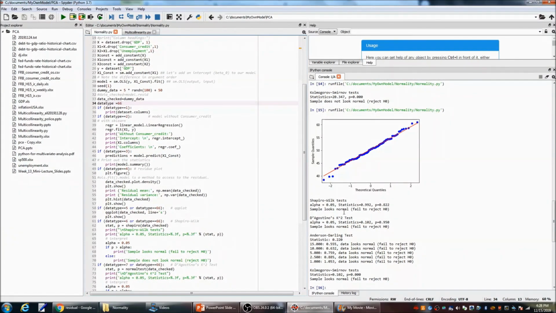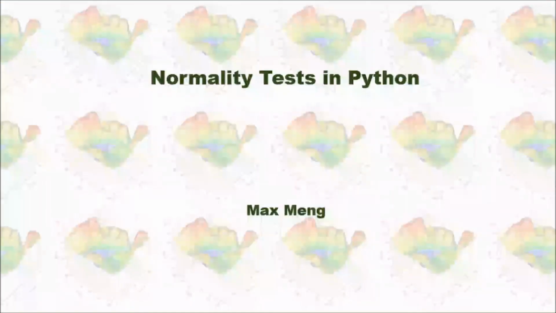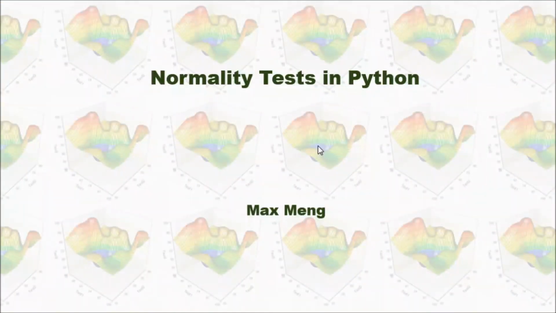If you check the QQ plots, you can see almost all the dots follow this straight line. That means our sample distribution is the same as the theoretical distribution, that is, the normal distribution. This is how I did normality tests in Python.